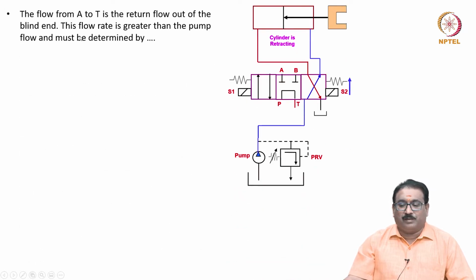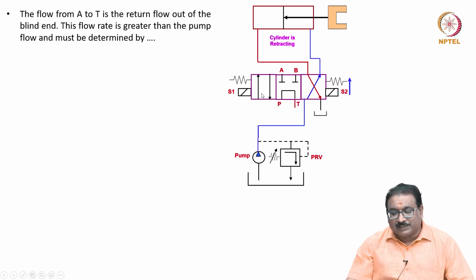Next, this is a configuration as I have said, P to T, A to B. Now they are asking for the crossed configuration. They may ask for this also. Now you will see the pump flow is connecting to the rod side. The head side is connecting to the tank. So the flow from A to T, how is it? A to T is the return flow out of the blind end. This flow rate is greater than the pump flow, correct?